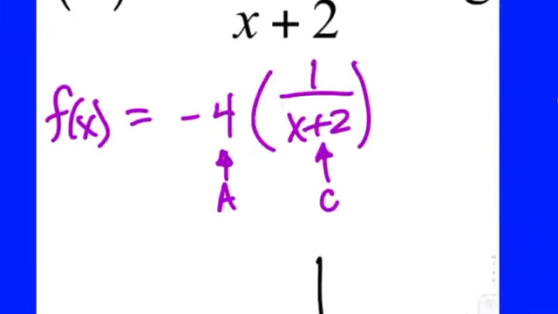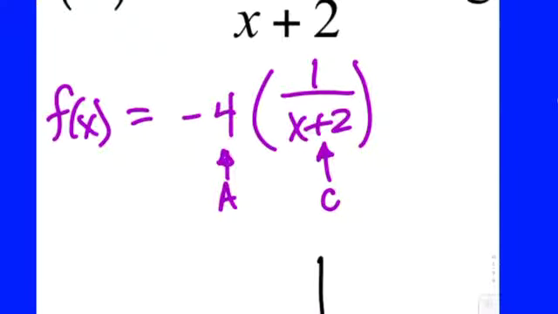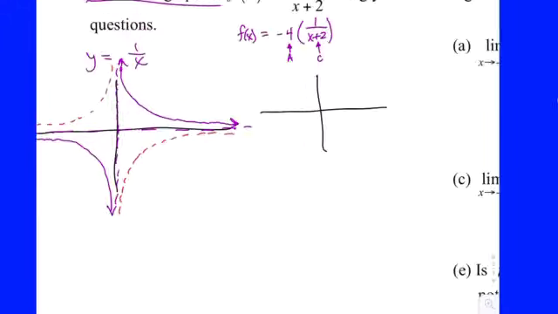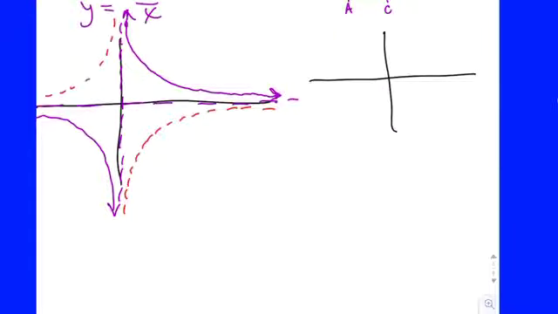What would multiplying in the front by 4 do to any graph? Stretch it vertically by a factor of 4. We're not going to show that. That just makes the graph a little steeper. We don't typically show those.